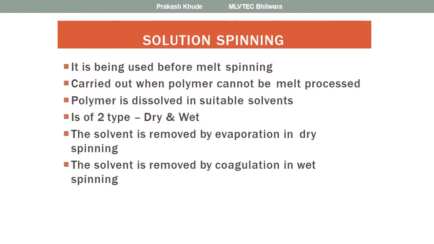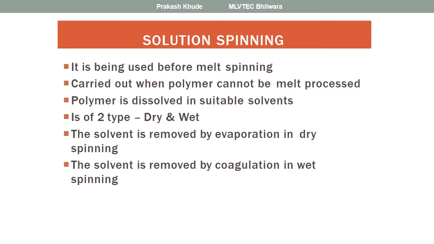For that we need to know that dry spinning systems come under the solution spinning system. The solution spinning system is basically used when the polymer cannot be spun by melt spinning systems, and it was used before the melt spinning systems. If you know, the solution spinning system was invented earlier and is carried out when the polymer cannot be melt spun. So in this case, first we need to dissolve that polymer into a suitable solvent.